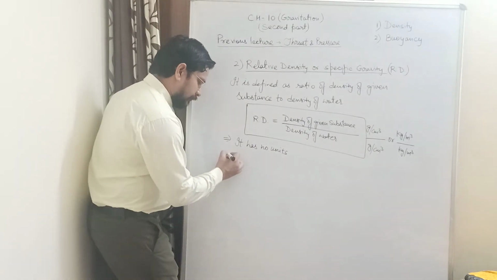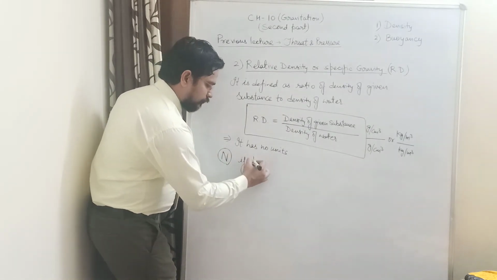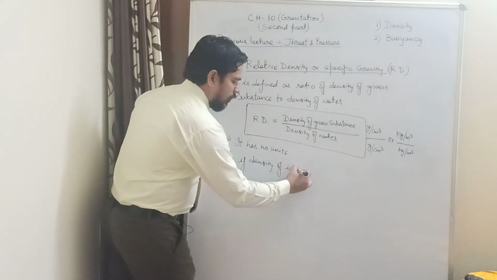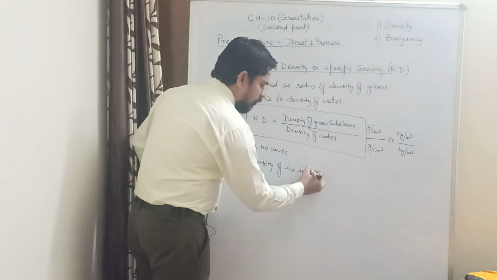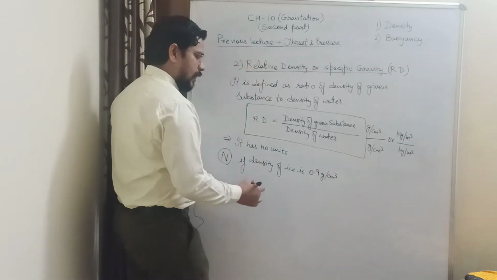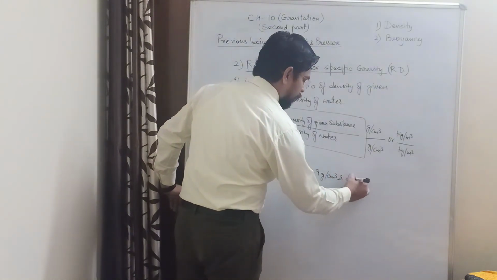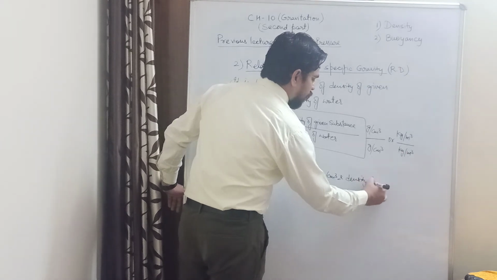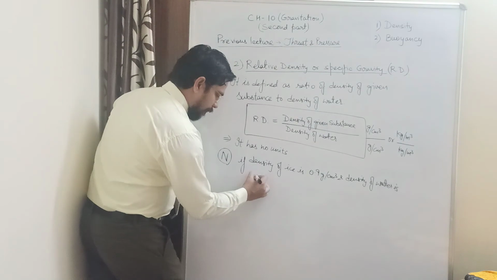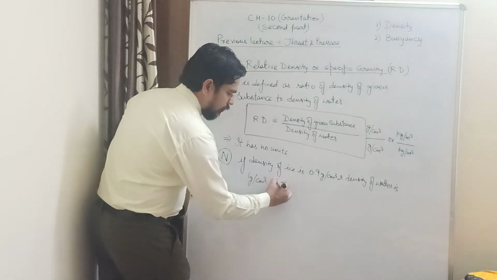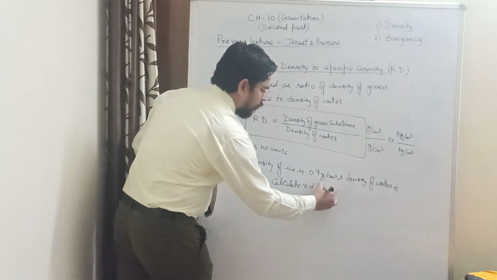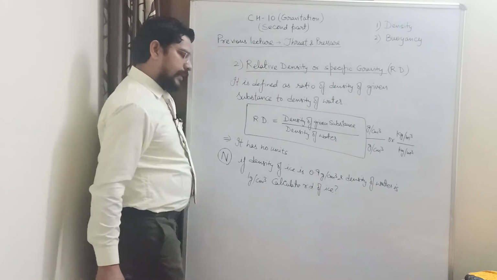For example, if density of ice is 0.9 gram per centimeter cube and density of water is 1 gram per centimeter cube, calculate relative density of ice. This is a very simple numerical.